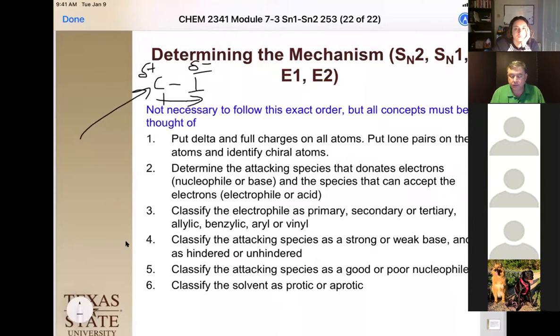Now, the other thing to know is that aryl and vinyls don't undergo substitution reactions because they're not sp3 hybridized. So if you have either one of those, no reaction can happen.